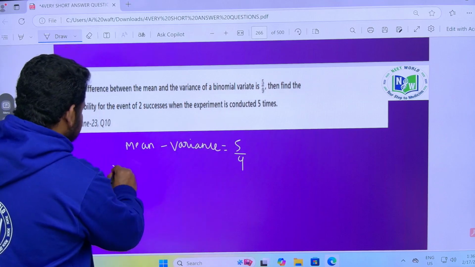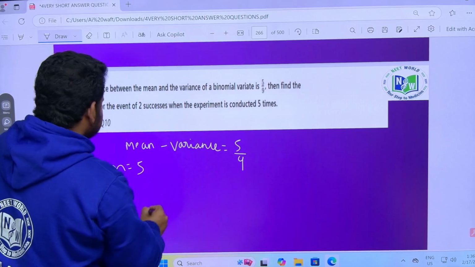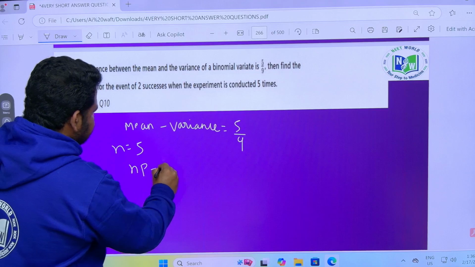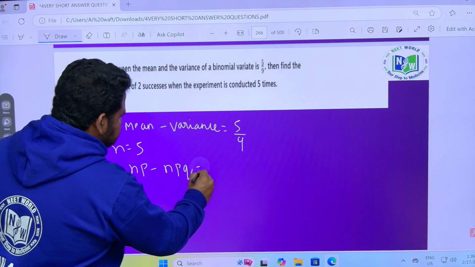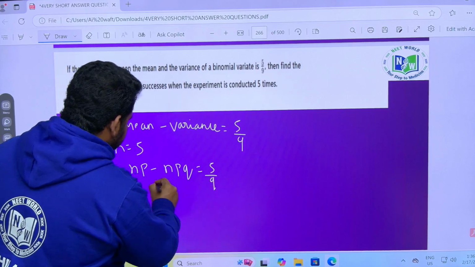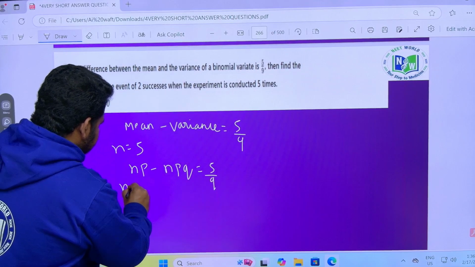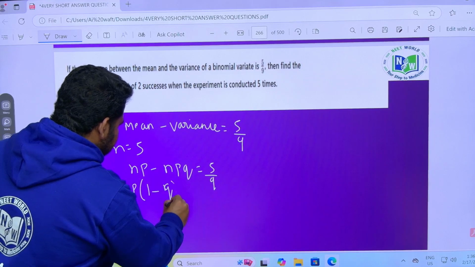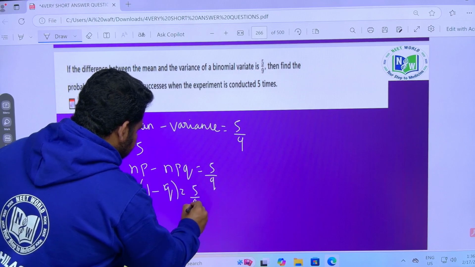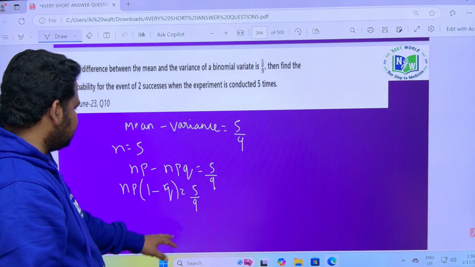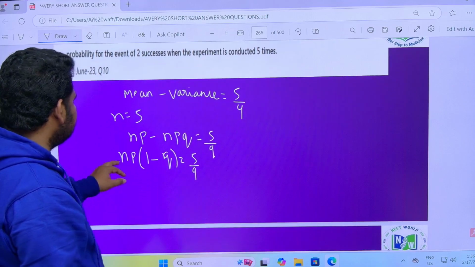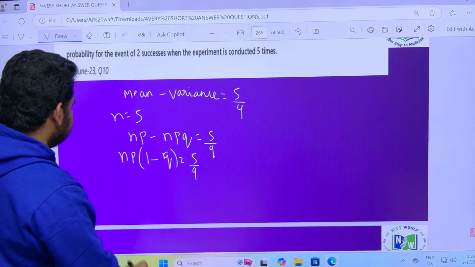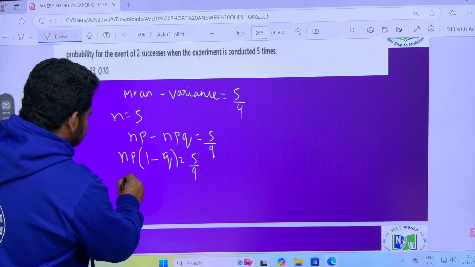Conducted 5 times means what? N is 5. Mean minus variance is 5 by 9. Mean is NP, and variance is NPQ. So NP minus NPQ is 5 by 9. What is common here? I take NP common, so NP times 1 minus Q is 5 by 9. Now, what is the value of N? N is 5.